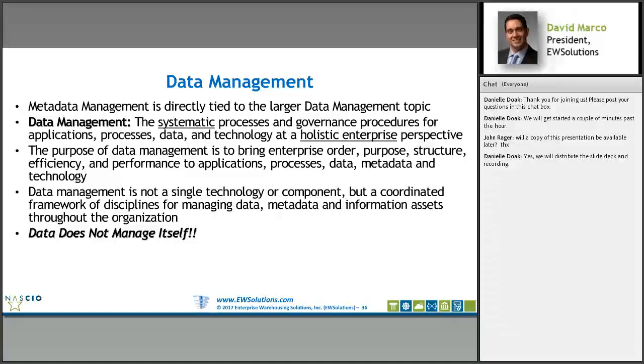That's not true. That is absolutely inaccurate, because data management, it's not a single piece of technology or some component. It's a coordinated framework of disciplines. Some of those disciplines, and you'll see them all on the DMBOK wheel, data governance and metadata management, to me are seminal, because data does not manage itself. If we don't address these challenges, the problems in our agencies will only get worse. They will not get better.